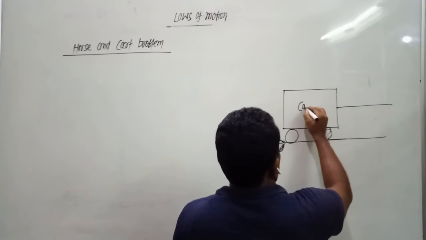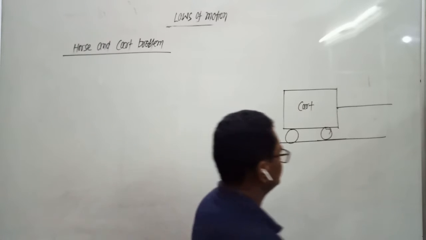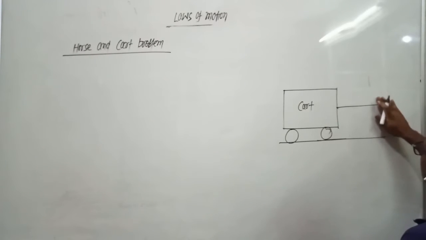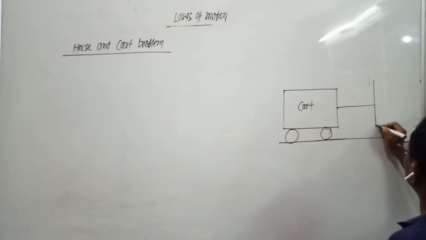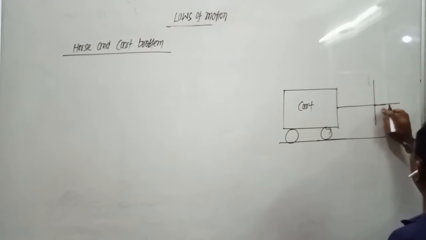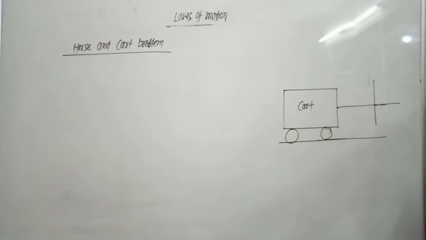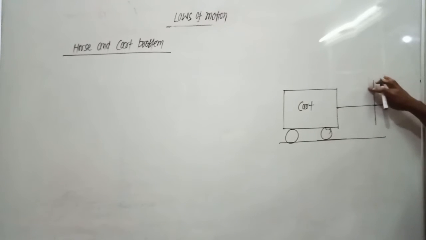There is a cart connected with a string to the horse. The horse pulls the cart in the forward direction. The horse applies a force in the forward direction on the cart.